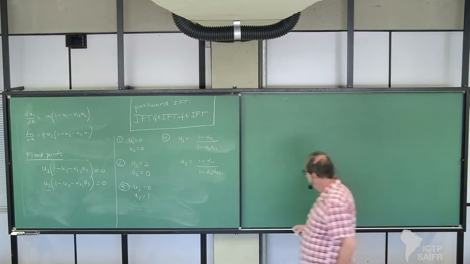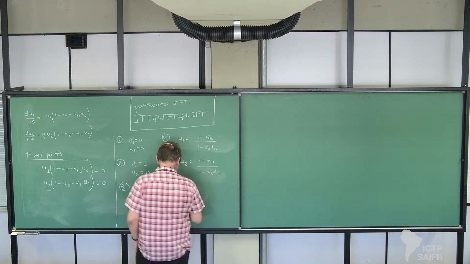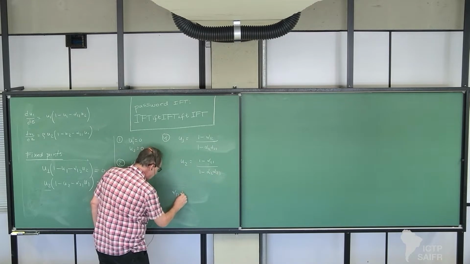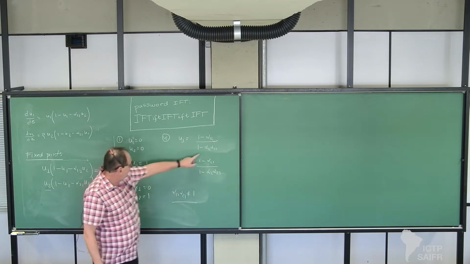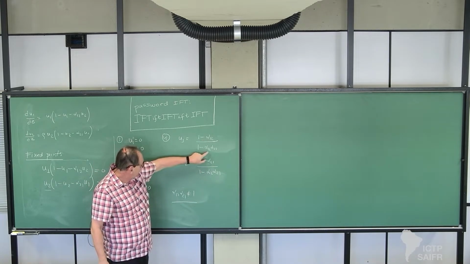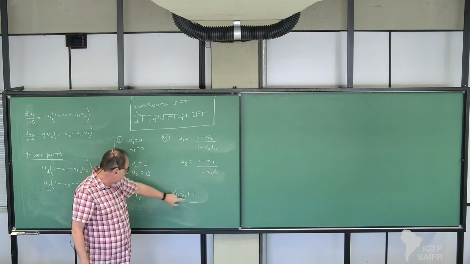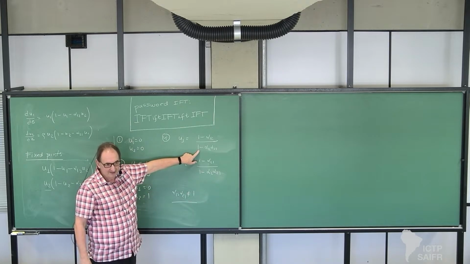Just a remark that obviously we need that this here is different from 1. Alpha 1,2 times alpha 2,1 has to be different from 1, otherwise you have a 0 here.